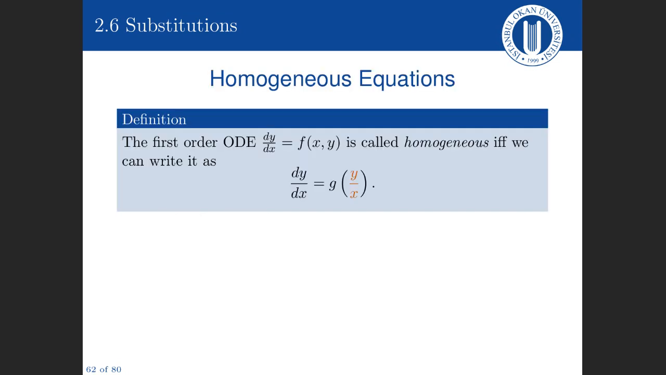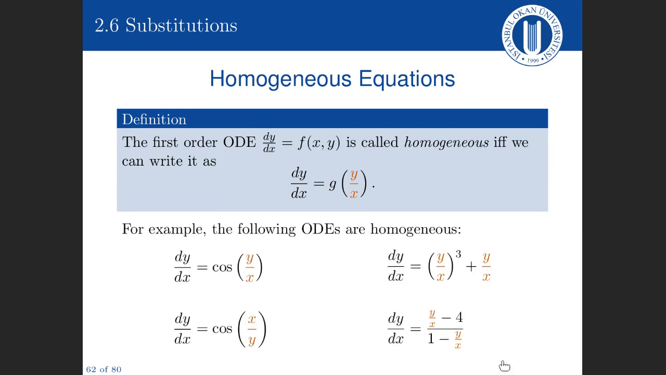First of all, homogeneous equations. What is a homogeneous equation? A homogeneous equation is an equation which we could write as dy/dx is some function of y divided by x. So, for example, dy/dx is cos of y over x, or dy/dx is cos of x divided by y.